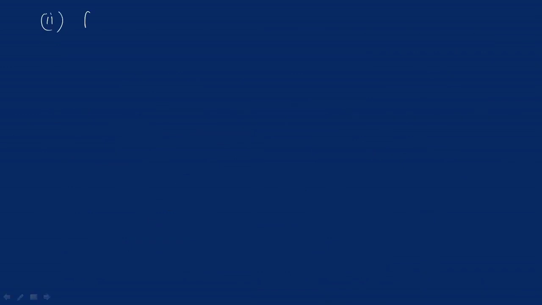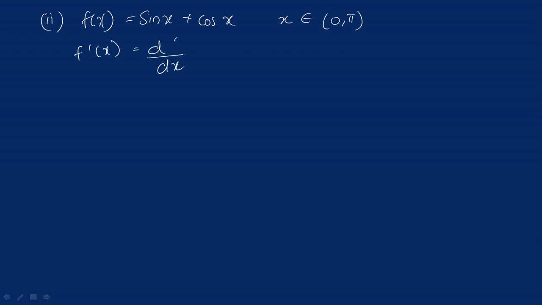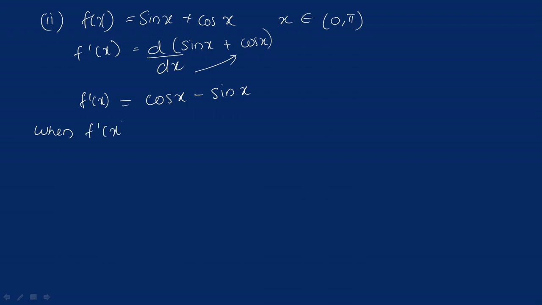Second question, f of x is equal to sin x plus cos x, where x belongs to the interval 0 to pi. So we have given f of x is equal to sin x plus cos x. So f dash of x is equal to d by dx of sin x plus cos x. That is d by dx of sin x, that is cos x, plus d by dx of cos x, that is minus sin x. So f dash of x is cos x minus sin x.